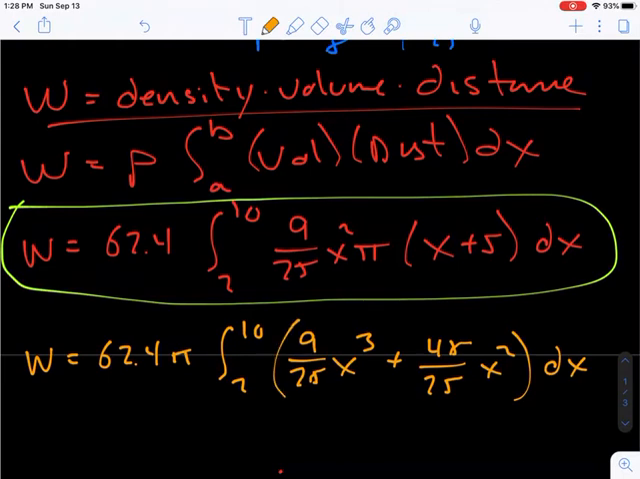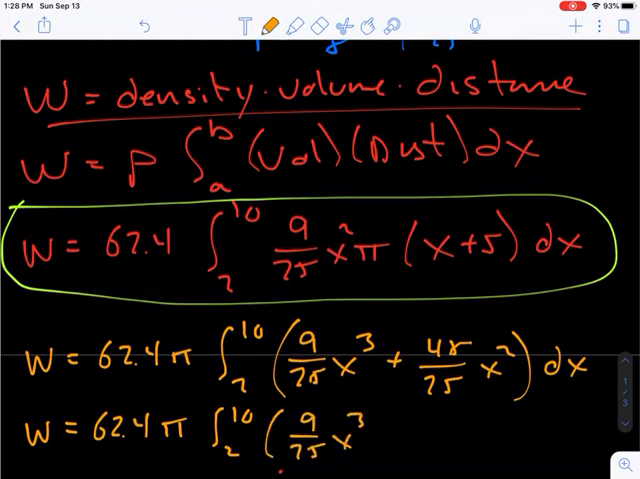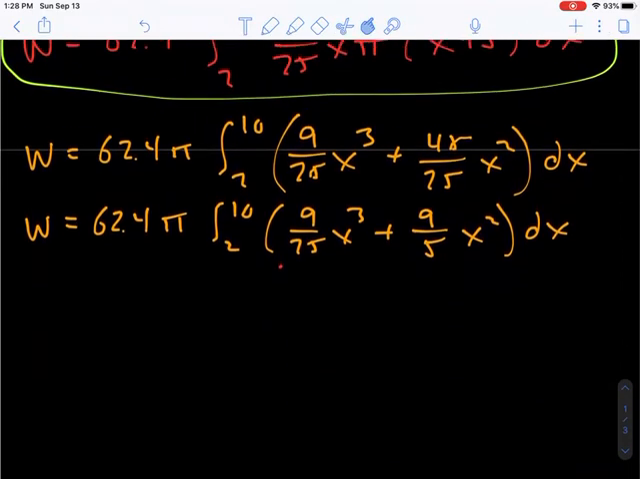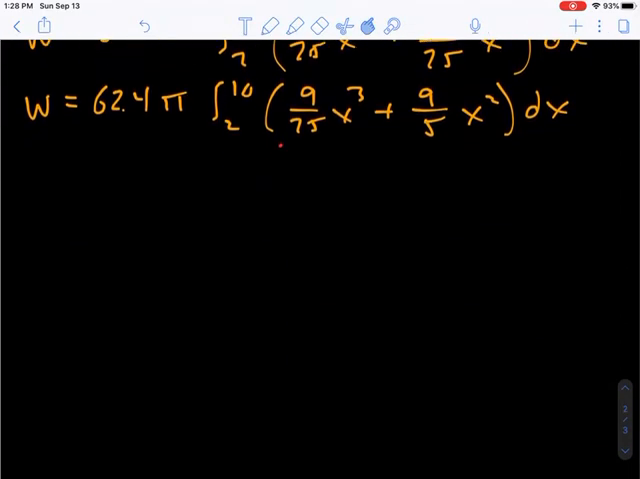Now I'm going to simplify that a little bit, because if I don't, I'll get all screwed up later on. 62.4 pi times the integral from 2 to 10 of 9/25 x cubed plus 5 goes into 45, 9 times, so 9/5 x squared dx. All right. Now I am all set to integrate. Power rule time. Let's go to green.